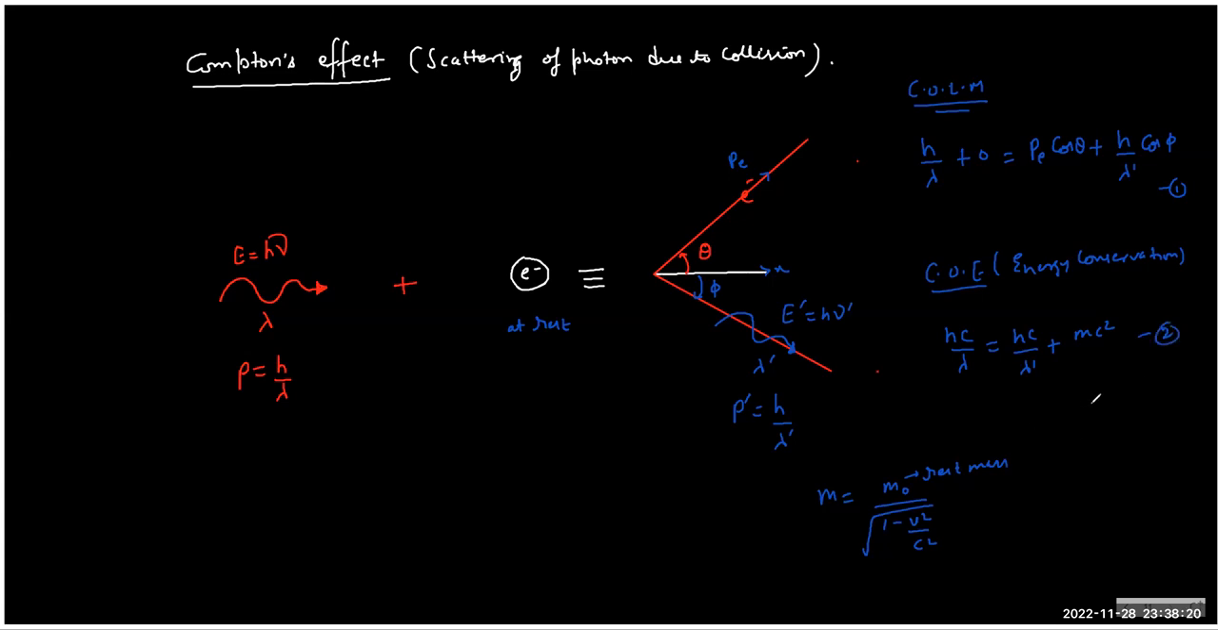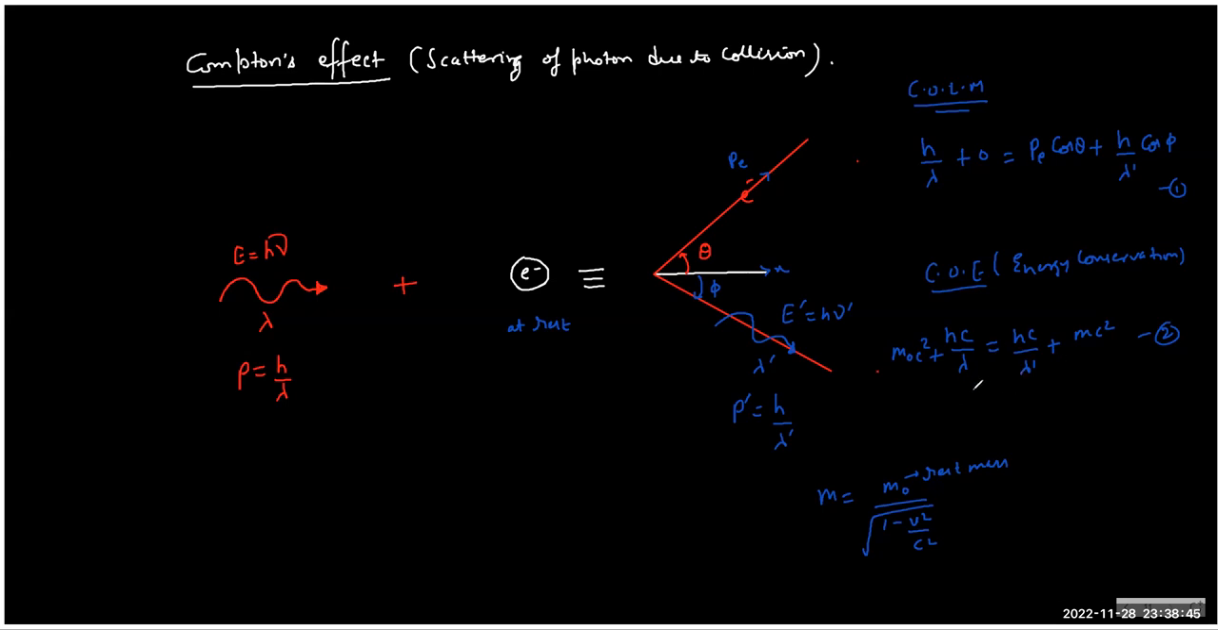So in the world of relativity, we don't write kinetic energy. As you remember, the kinetic energy and the energy of mass remain together. Oh, my bad. So we can write m0 c square plus hc by lambda, the rest mass, equals hc by lambda dash plus m, the relativistic mass, c square.